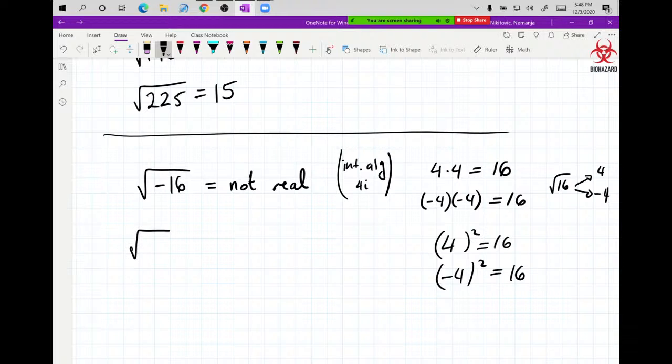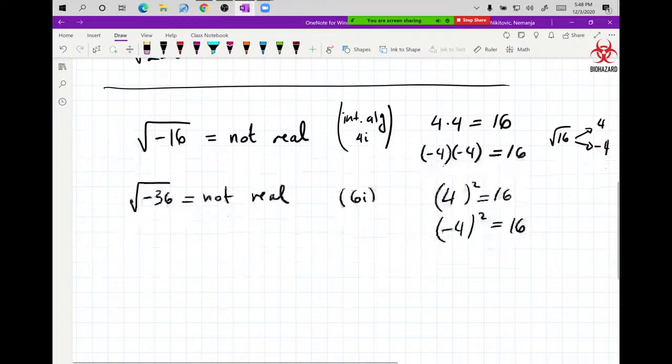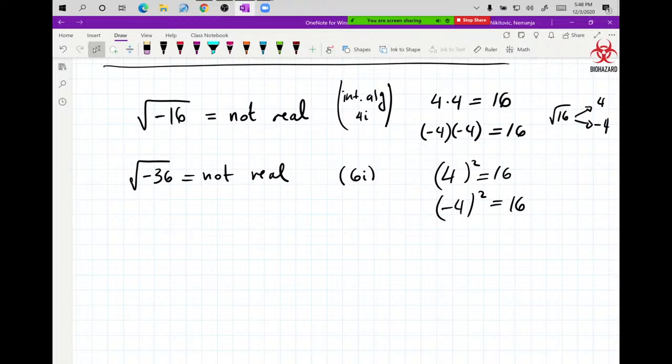So if you have the square root of negative 36, you will just say not real. Now intermediate algebra will say 6i, but that's intermediate algebra. This i represents the square root of negative 1, which is a problem for our mathematics because of this thing that I explained over here.